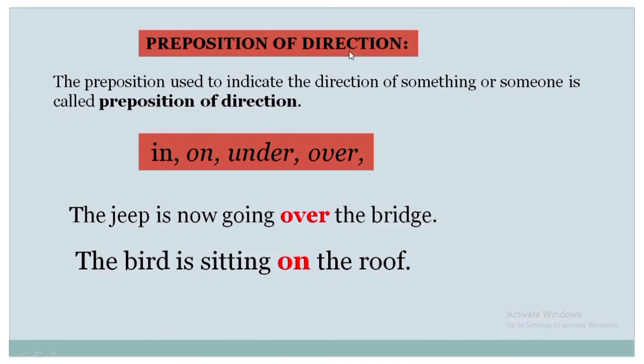Preposition of direction. The preposition used to indicate the direction of something or someone is called a preposition of direction: in, on, under, over. The jeep is now going over the bridge. The bird is sitting on the rope. Over or on gives direction.